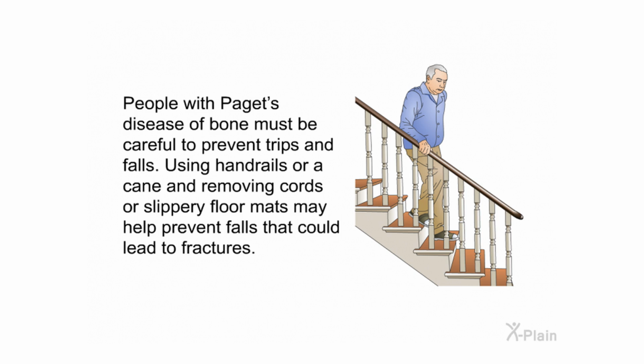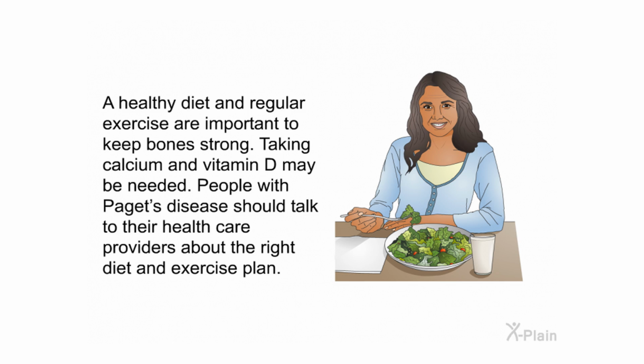People with Paget's disease of bone must be careful to prevent trips and falls. Using handrails or a cane and removing cords or slippery floor mats may help prevent falls that could lead to fractures. A healthy diet and regular exercise are important to keep bones strong. Taking calcium and vitamin D may be needed. People with Paget's disease should talk to their healthcare providers about the right diet and exercise plan.